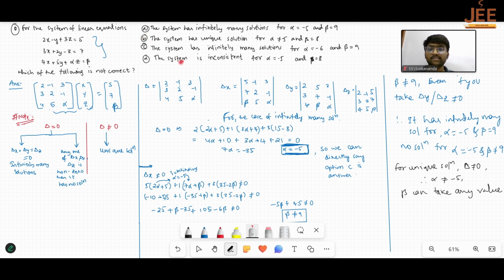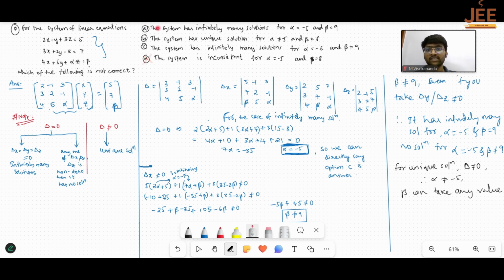The system is inconsistent for alpha equals minus 5 and beta equals 8. Here inconsistent means no solution. Consistent means infinitely many solutions or a unique solution. So for no solution, what did we get? We got alpha equals minus 5 and beta not equal to 9. Here beta is given as 8, which is not equal to 9. So the system is inconsistent for alpha equals minus 5 and beta equals 8. So this option is correct, but it is not our answer.